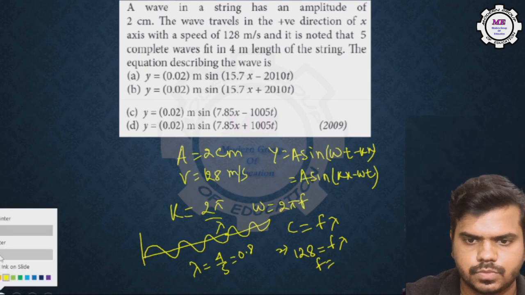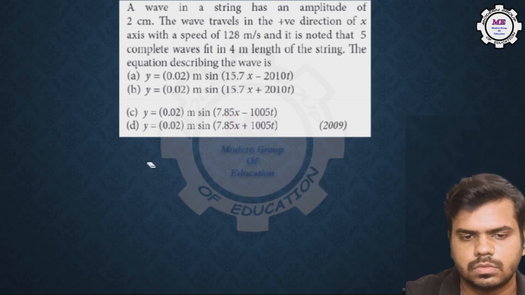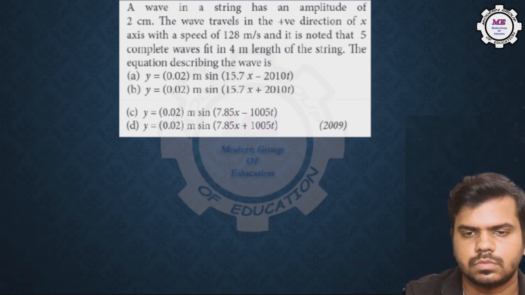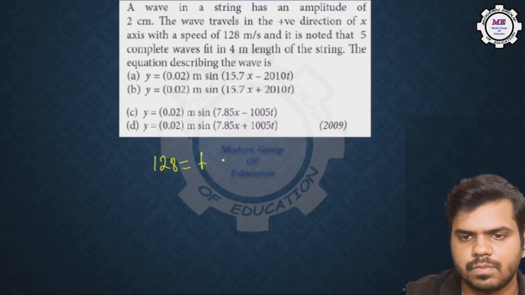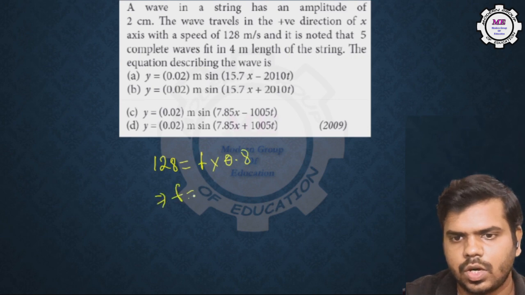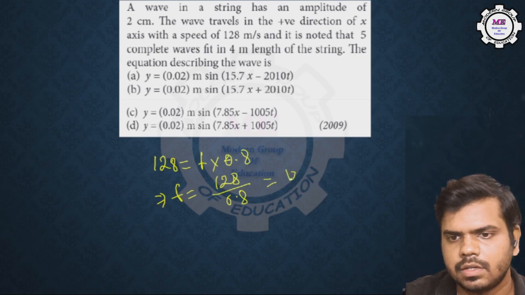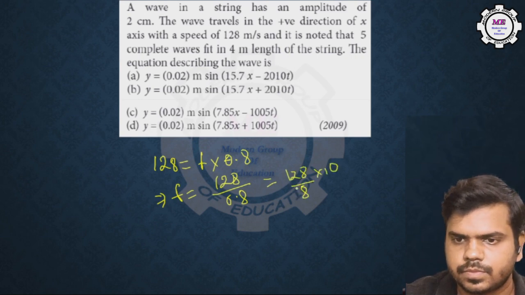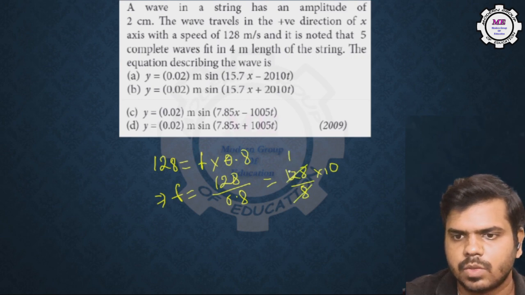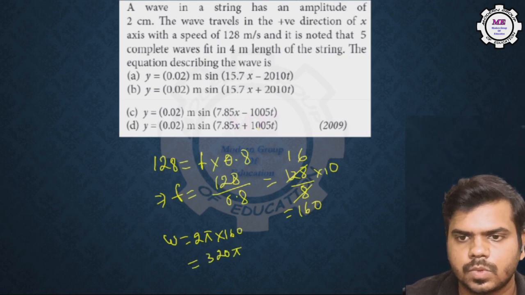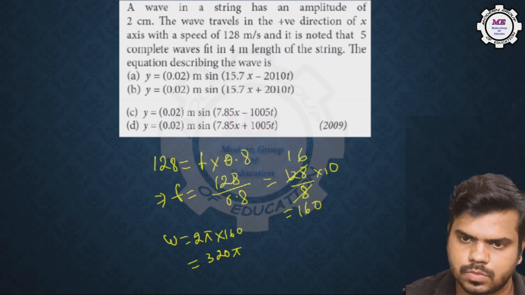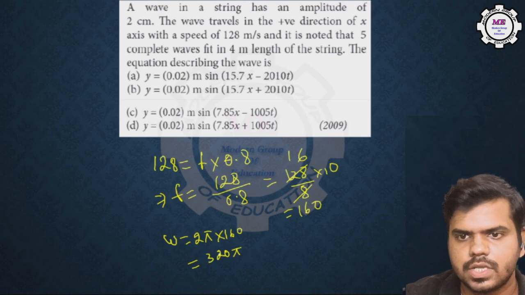I'm erasing all the lines. So 128 is equal to f lambda, and lambda is 4 by 5, so 0.8. So f will be 128 by 0.8, that means 128 by 8 into 10. 8 1 is 8, 8 6 is 48. So 160 is the frequency, and omega will be 2 pi into 160, that means 320 pi.